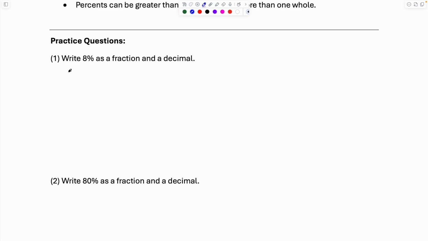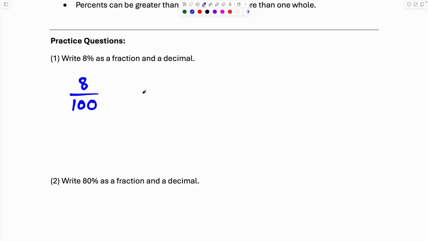For question 1, we have: write 8% as a fraction and a decimal. For this one, we just have to remember that percent means out of 100. So when I read this, I'm saying 8 out of 100, which means 8 over 100. This would be the fraction form of 8%. We just write the number in front all over 100.